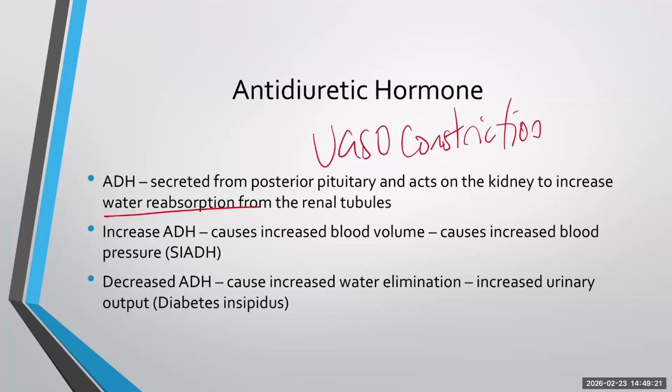So again, ADH, look at it in two ways: when we have too much ADH and too little ADH. For all these hormones, look at it from both sides. What happens when we have too much? What happens when we have too little? If you have high ADH, this is your syndrome of inappropriate ADH. If we have decreased ADH, this is your diabetes insipidus.